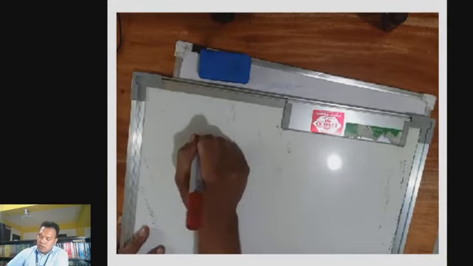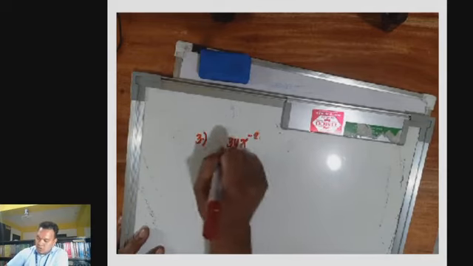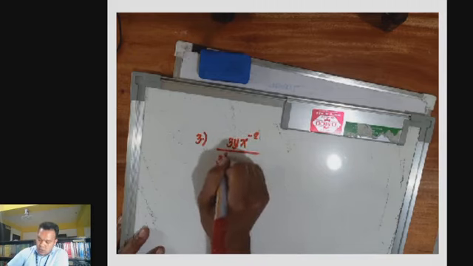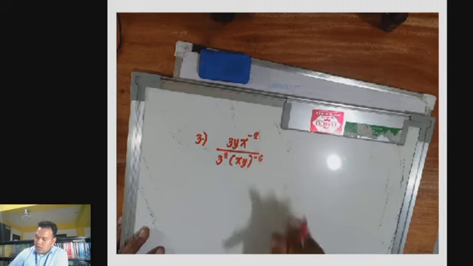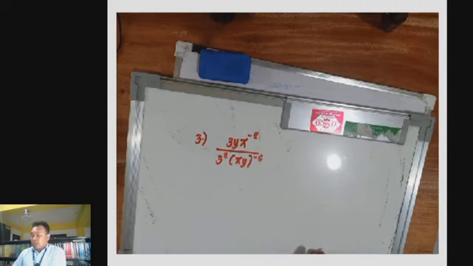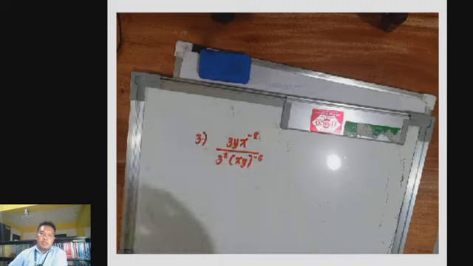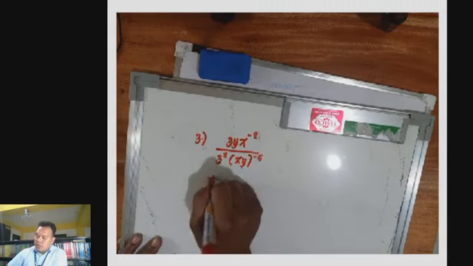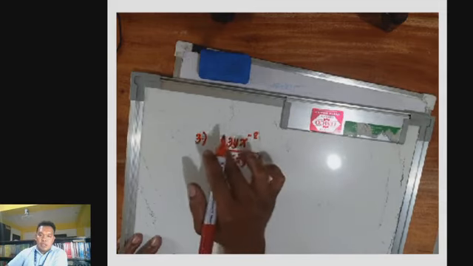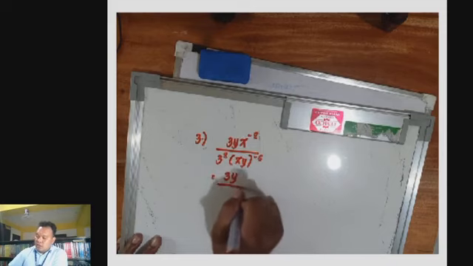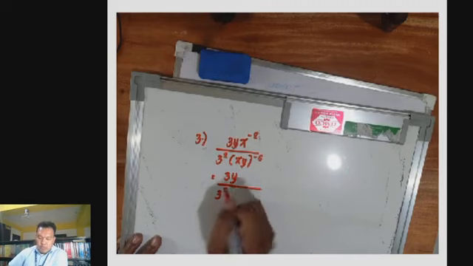For number 3, we have 3y x negative 2 all over 3 squared xy raised to negative 6. Okay. So, gaya lang din naman ang ginagawa natin kanina. Pag may negative sa taas, ibaba mo lang. Pag may negative sa baba, iangat mo lang sa taas. So, dito, pwede kong sabihin, ito ay 3y. I-retain ko yung 3y dyan kasi wala namang negative na exponent dyan. Over, ito, 3 squared pa rin yan, di ba? So, 3 squared.